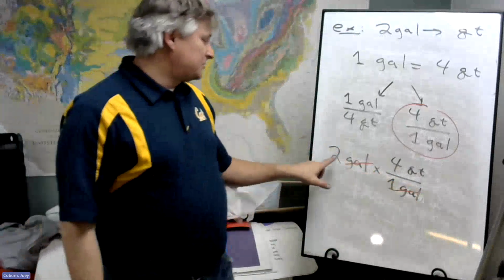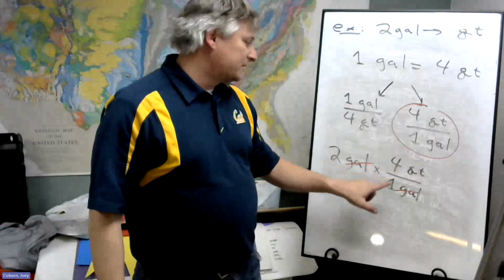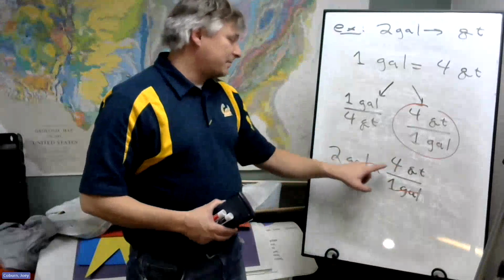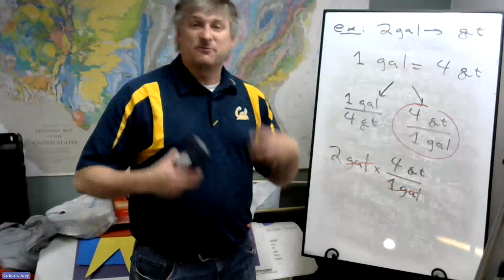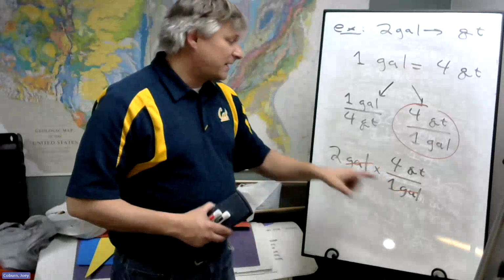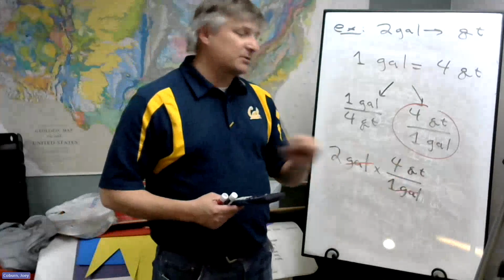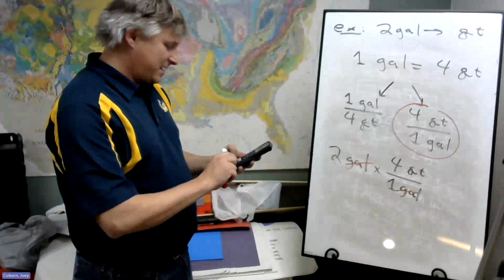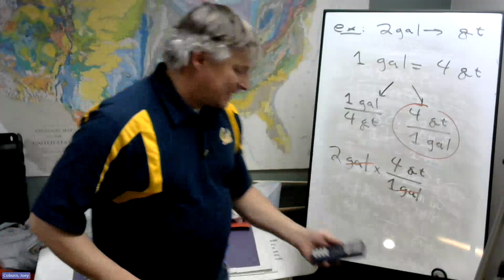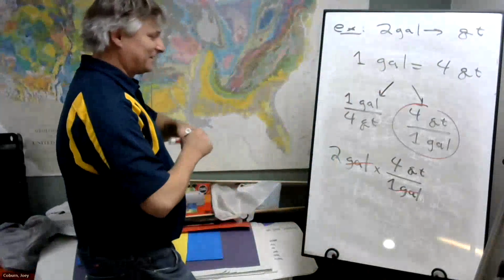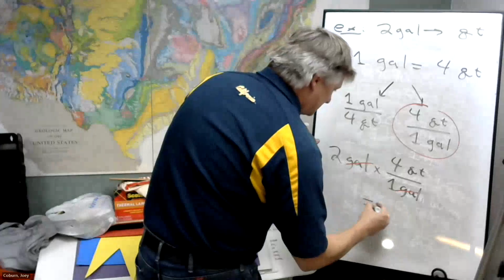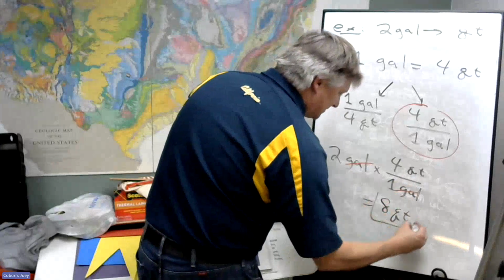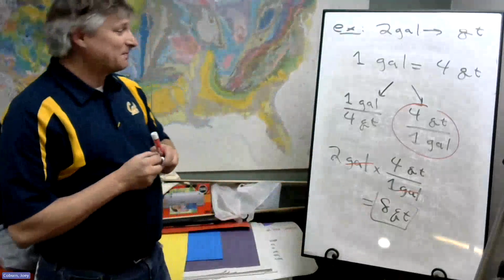And what we're left with is 2 times 4 quarts divided by 1. So in our calculator, we'll go 2 times 4 divided by 1, and then we'll attach quarts at the very end. So 2 times 4 divided by 1 comes out to 8. So we have 8, and then we'll attach quarts because those are the units that remain, and that's the answer.